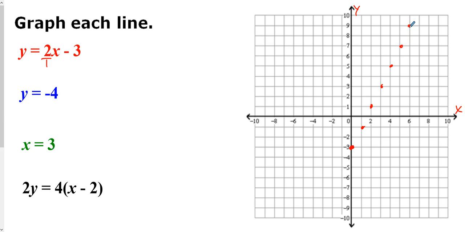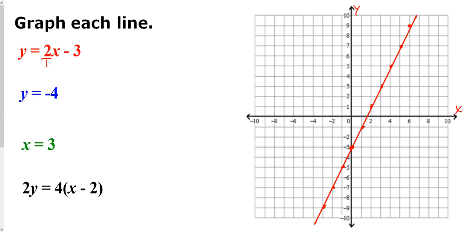Up 2, right 1 is the same as going down 2 and left 1. So I can continue that here off the graph. And now I'm ready to draw in my line. And that's the first graph.